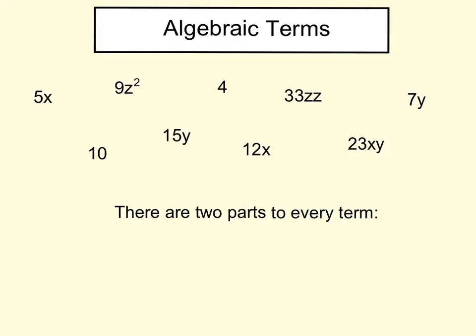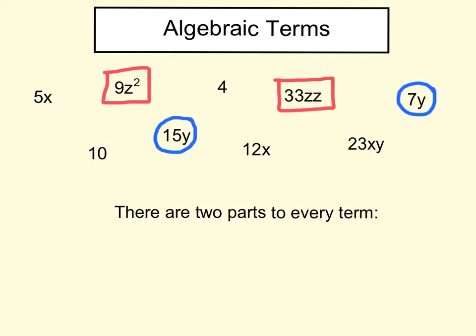Here are a list of some algebraic terms. See if you can decide which ones are like terms, which ones go together. Remember, like terms are terms that have the same exact variables. So if I picked out a couple like terms, I would say that 15y and 7y are like terms. The 9z squared and the 33z squared, those would be considered like terms because they both have z squared with them. Next, I would say 5x and 12x. They have the same exact variables.